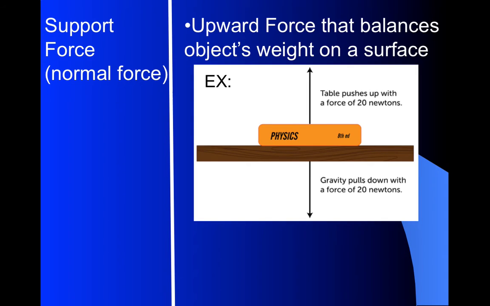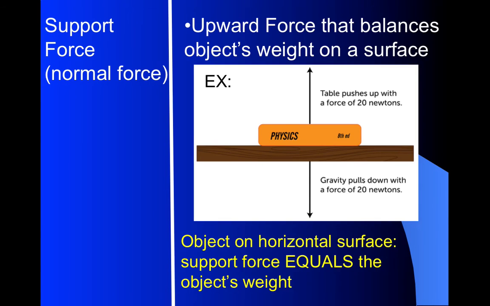The table is pushing up with a force of 20 newtons on your book. And the gravity is pulling down with a force of 20 newtons. So therefore, the net force is 0, and you have the object sitting on the desk. This is an example of normal force. So when it is on a horizontal surface, the support force must equal the object's weight.